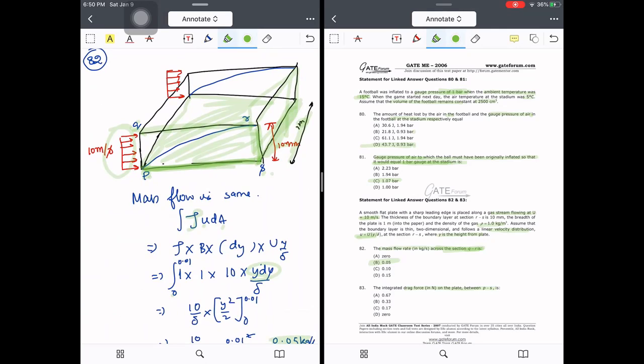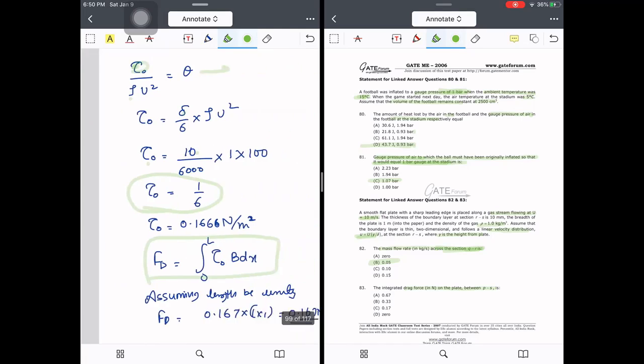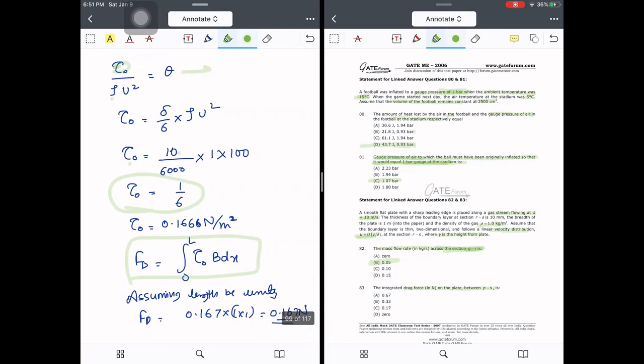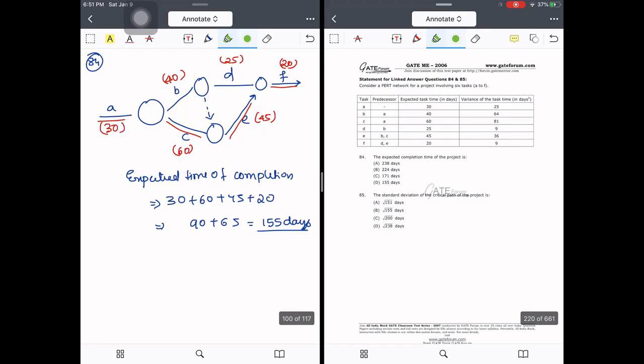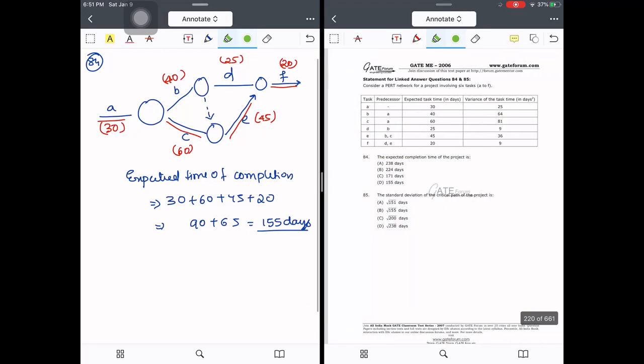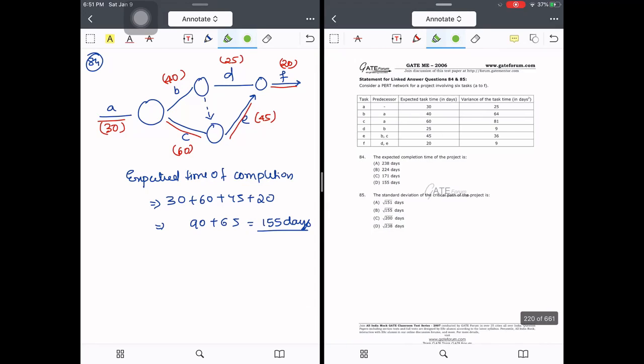So it will be 0.167 into 1 into 1. Even though I have written shear stress into b into dx, this dx varies from the start point over the length, multiplied by this width, which is 1 meter as given. The shear stress acts at the surface, since drag force actually acts at the surface, and the area is 1, so 0.167 into 1, that is 0.167 as our answer, which is nearly equal to 0.17.